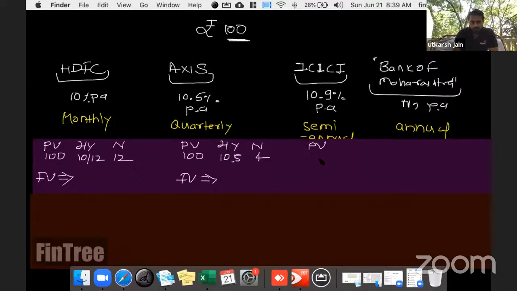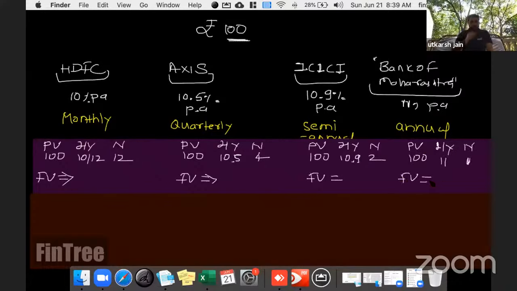This one we've already done. Present value 100. IY would be 10.9. N would be 2. You give me the future value. And here we don't have to do anything, but just for the fun of it, present value 100. IY would be 11. N would be just 1. And you give me the future value. Come on, give me the numbers super fast.